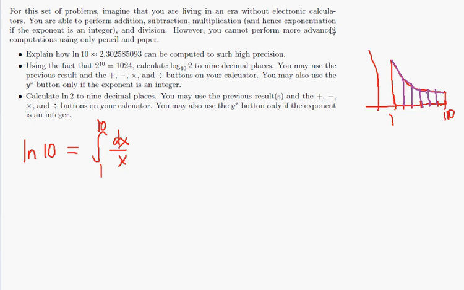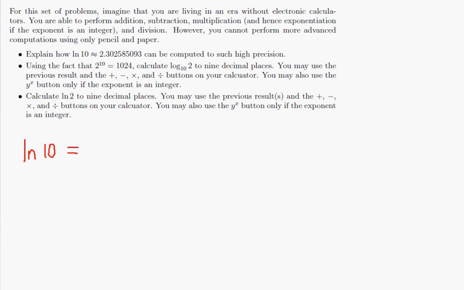I can easily imagine that if we lived in the era without scientific calculators, one way of doing this particular problem would be as follows. This is not necessarily the best way to do it, but this is something that jumps to my mind, that the natural log of 10 is the same thing as the natural log of 8 plus the natural log of 10/8. And so that's equal to 3 times the natural log of 2 plus the natural log of 1.25.